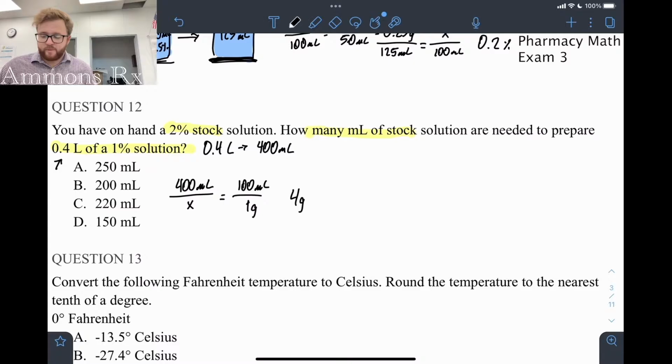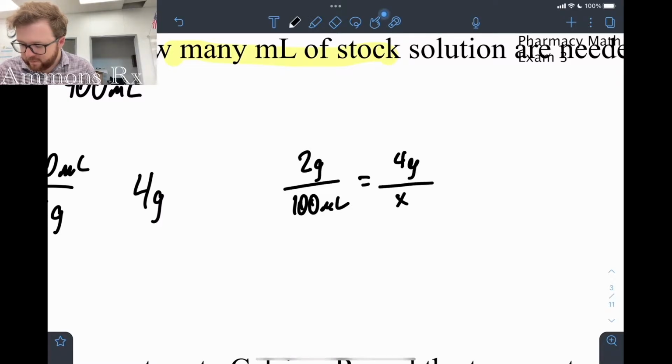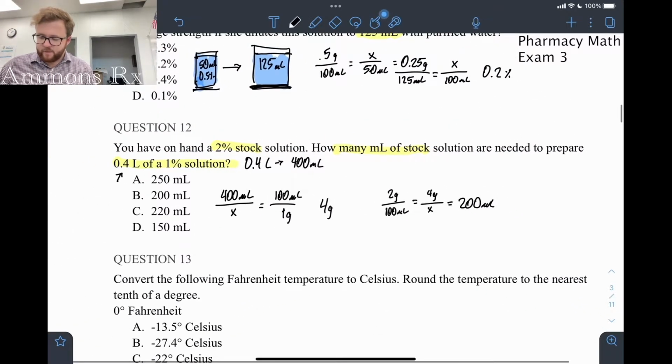So I have a 2% solution, so I have a 2 gram over 100 mil solution that I only need 4 grams of. So 400 divided by 2. You guessed it, 200 mils.